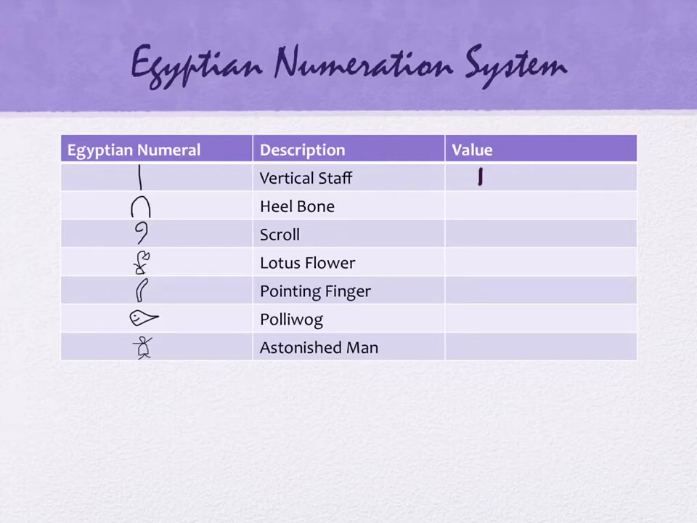The heel bone kind of looks like the symbol that we've been using for intersection, doesn't it? Looks like that upside down U. And a heel bone has a value of 10. The next symbol almost looks like an incomplete 9. Yeah? It's called a scroll, and it has the value of 100.